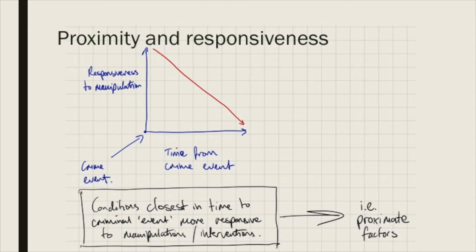What does that mean? That means that those factors that happen within a very close time before crime actually takes place are those that are going to be the most responsive to the way that we intervene and try to change them.